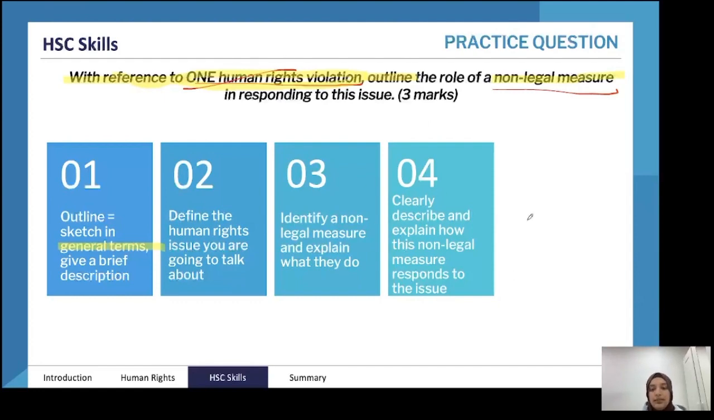And then number 4 is to clearly describe and explain how this non-legal measure responds to issues. So you're putting the two together. So outline is just the verb. This is the first part of the question, the second part of the question, and then putting the two together. Okay, so hopefully that is clear. I would suggest that you pause here and just have a go at answering this question, and see how you go in terms of following the structure and if you find it to be helpful. And so this is something that you can also do when you are practicing in your own time.